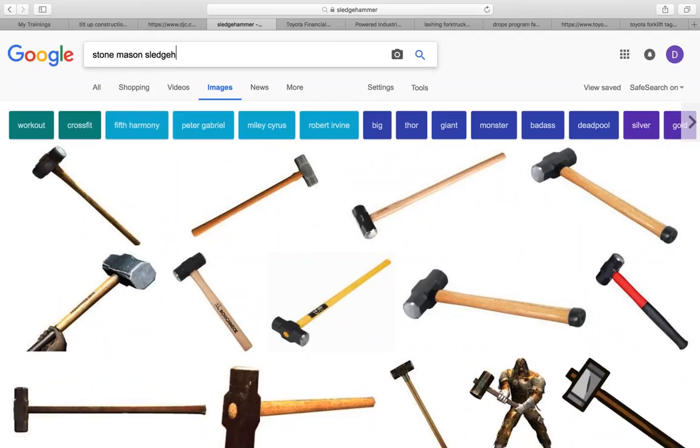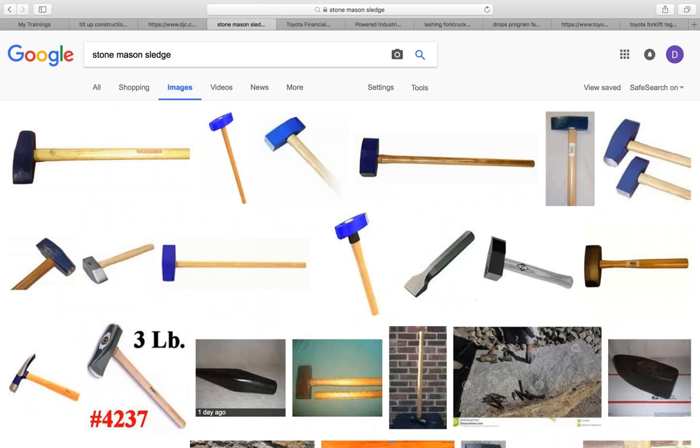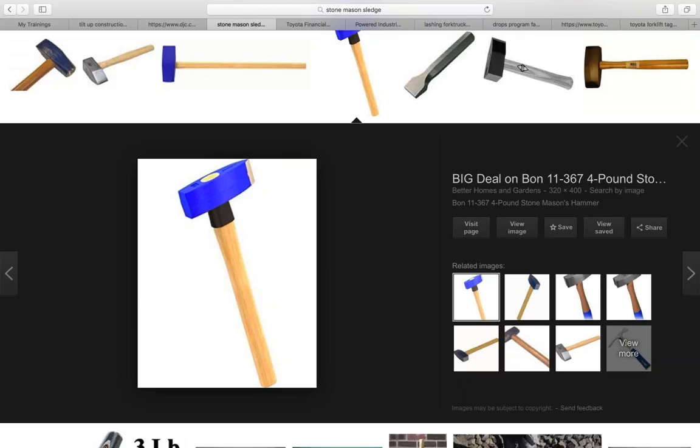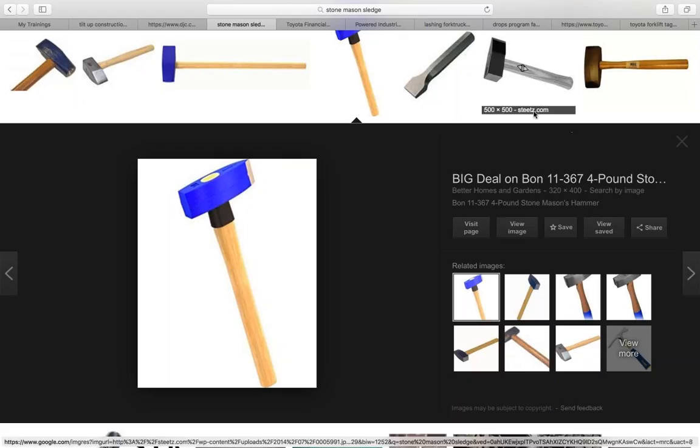Stonemason sledge is going to be like what we see right there in the picture. The reason is because they're using one side of it to break the brick, if necessary, to where they're going to break the brick in half or in a portion, in areas where they can't have a solid brick on an installation. I want you to remember that stonemason sledge because we may talk about that in the near future.